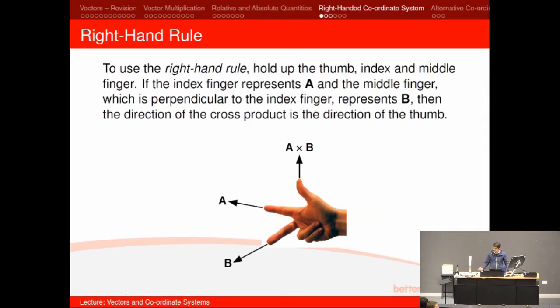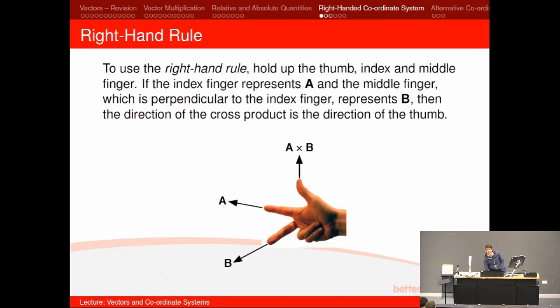All right, so we're moving on. Again, just covering the right-hand rule. There's a nice little picture showing you how to do the right-hand rule if you do a cross product. To use the right-hand rule, hold up your thumb, index and middle finger. The index finger represents A, the first vector in this case, and the middle finger, which is perpendicular to the index finger, represents B, the second vector. So if you've got A cross B, A will be the index finger and B will be the middle finger. And the direction of the cross product is the direction of the thumb.